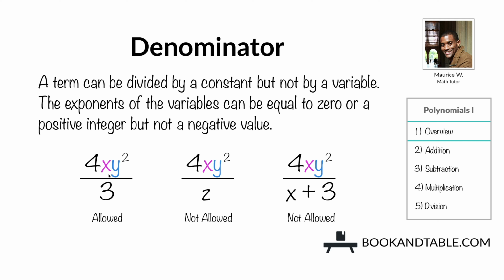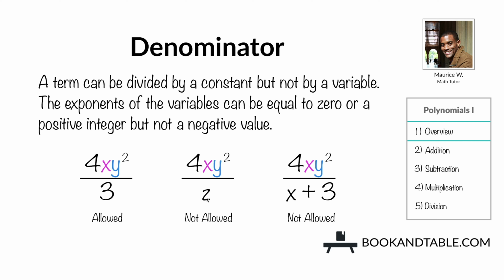So 4xy squared divided by 3 is a term that would be allowed in a polynomial. In the denominator, we have just the constant 3. There's no variable in the denominator. But if we change the denominator to a variable z, this term would not be allowed in a polynomial. And if you have both a variable and a constant in the denominator, this term would not be allowed either because the variable is in the denominator.